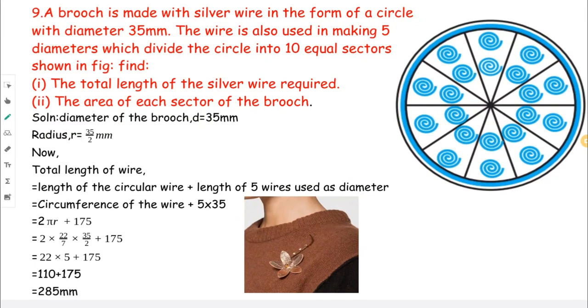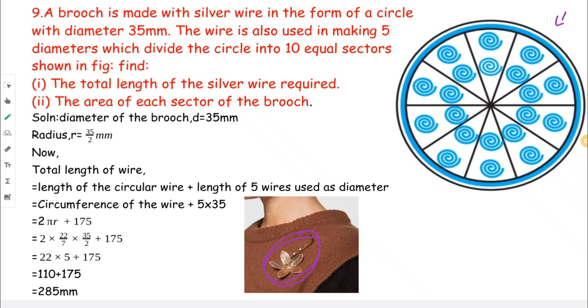Let's continue with question number 9. A brooch is made with silver wire in the form of a circle with diameter of 35 millimeter. You can already see, right? So what is a brooch? When you look at this side, you can see this fancy thing here, right? These are known as your brooch, okay? Most used in weddings and other important functions, right?